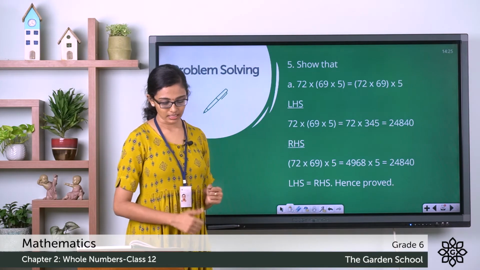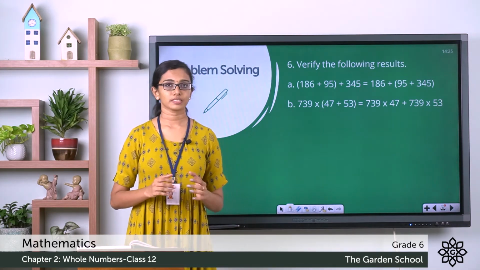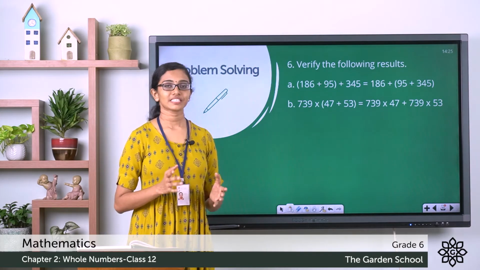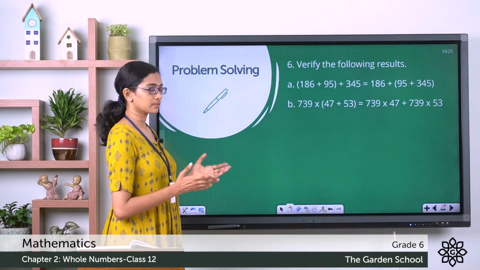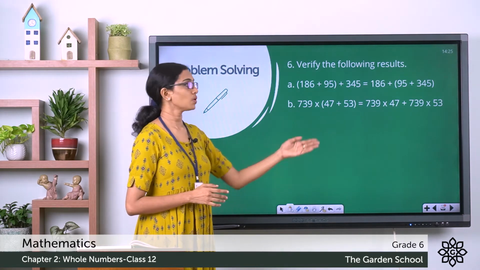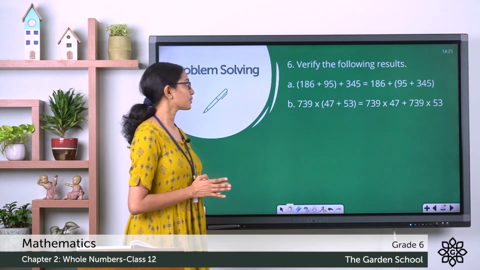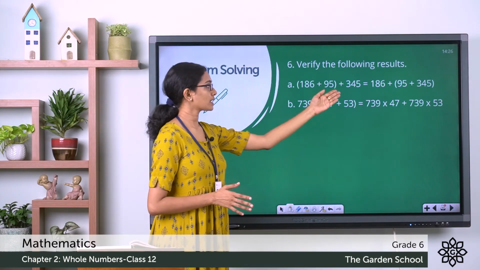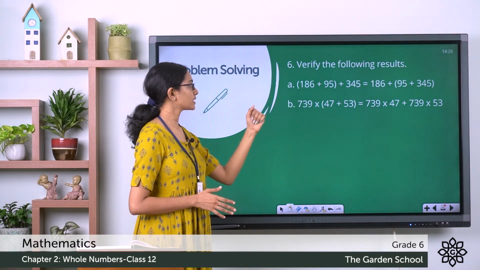Now let's discuss question number 6. Verify the following results. So here also you have got 2 questions. Let's see the first question, 186 plus 95 within brackets, then plus 345 is equal to 186 plus within brackets 95 plus 345. Now here you have to verify whether this part is equal to this part. So you just observe the statement given here.